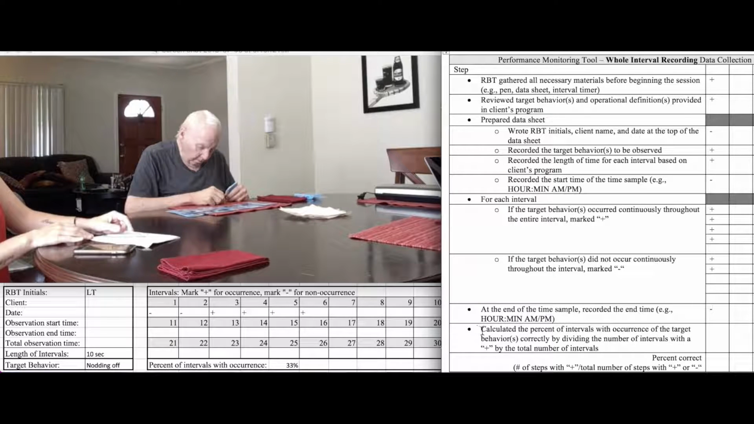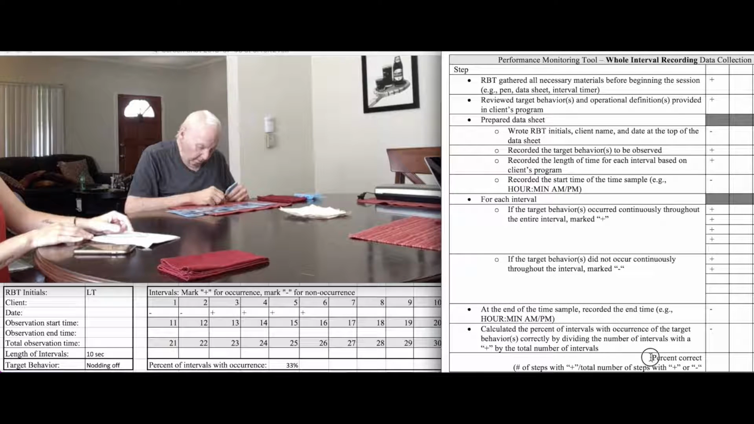And the last step is, did she calculate the percent of intervals with occurrence of the target behavior correctly? So over here, looking at the completed data sheet, we can see that the client engaged in the behavior for 4 of the 6 intervals. However, our RBT indicated that there was 33% of intervals with occurrence of the target behavior. This is not correct because 4 pluses out of 6 total intervals is equal to 67%, and our RBT indicated 33. Therefore, she did not calculate the percent of intervals with occurrence of behavior correctly, and we're going to have to give her a minus on this step.